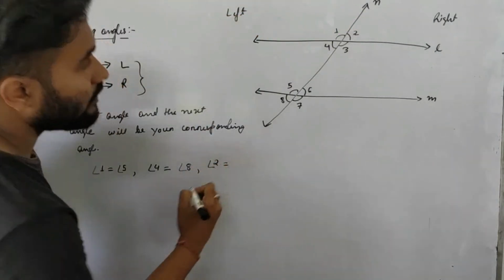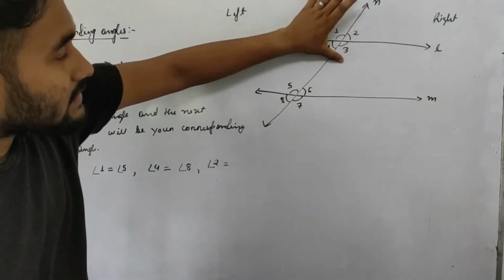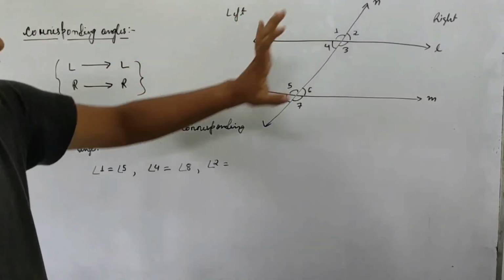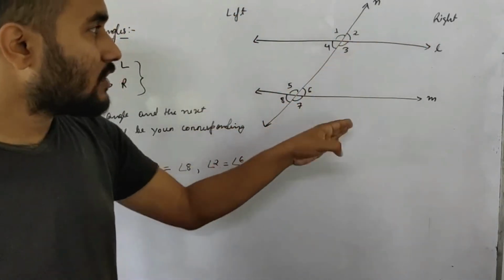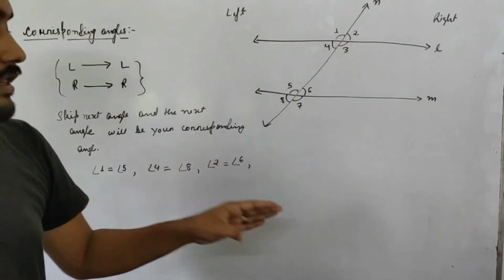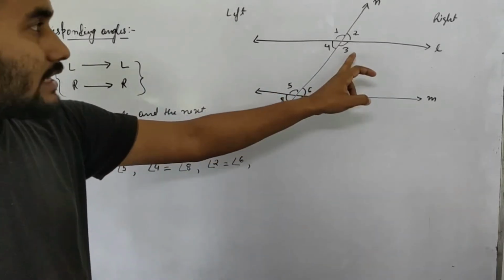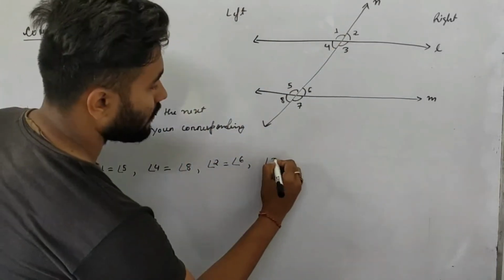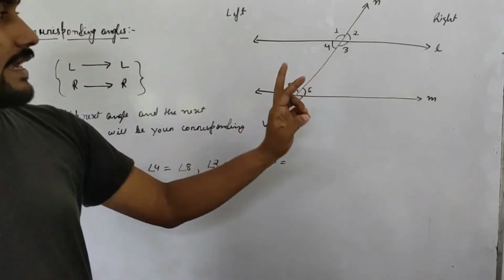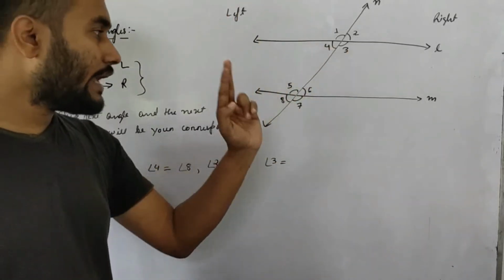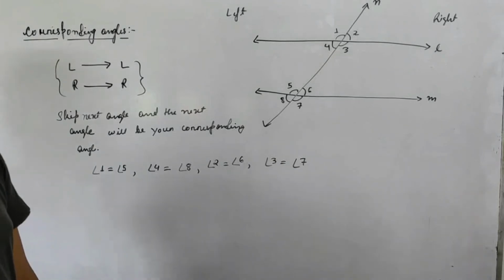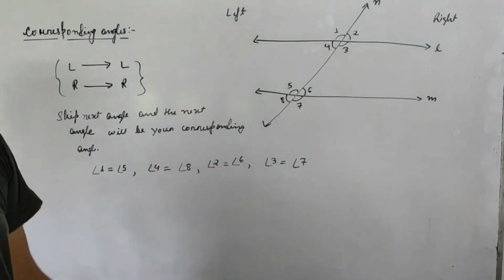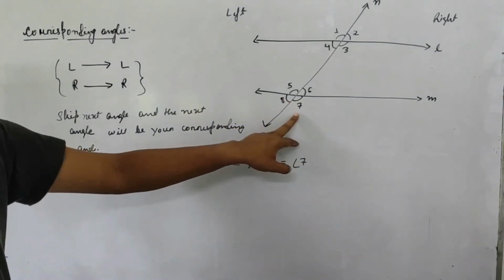Angle 2 will be equal to, I will skip the next angle and then the next angle will be what? My corresponding angle, angle 6. If it is on the right, then all your angles will also be on what? On the right side only. Okay. If I say about angle 3, then you will skip the next angle, that is angle 6, and your next angle, angle 7, will be your what? Corresponding angles. Similarly, for angle 7, what will be the corresponding angle?